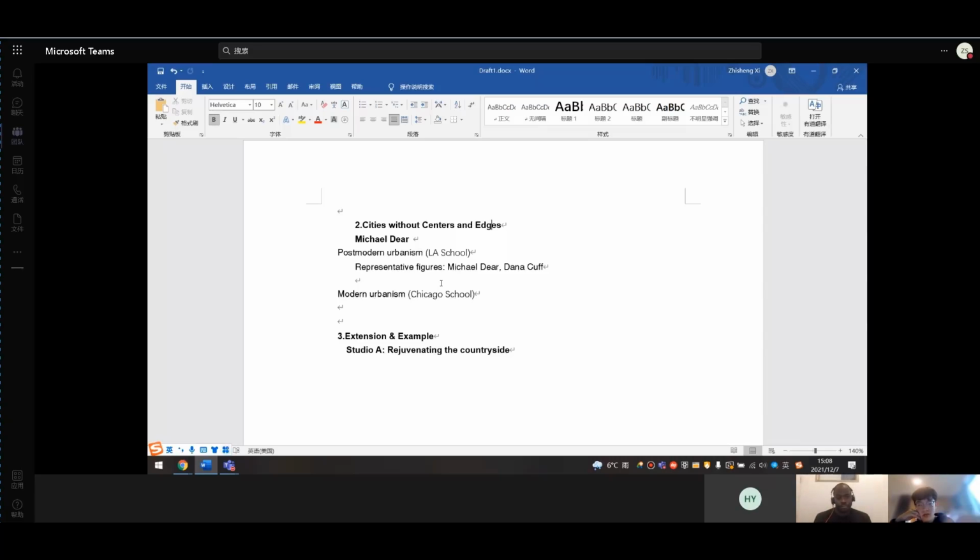Then I want to analyze this concept, and then I want to combine it with my Studio A project to make some examples. Yeah, this is the structure I want for my essay. If your Studio A project is called Rejuvenating the Countryside, then I don't know what the project is, but I think that's probably a good project to use for this text, Cities Without Centers and Edges.